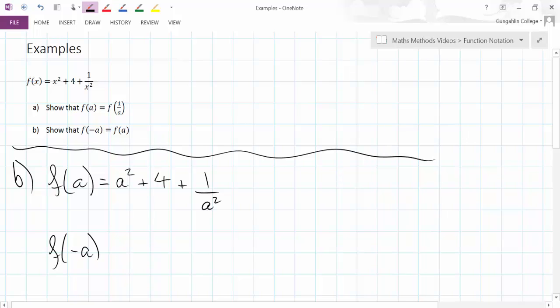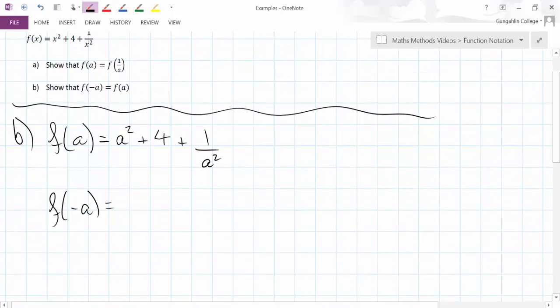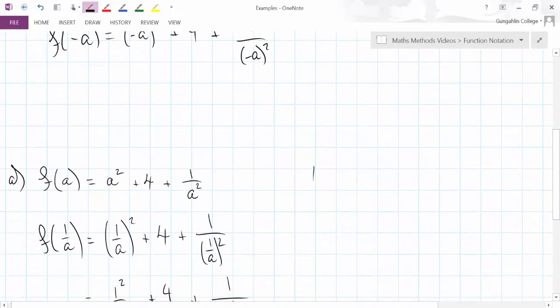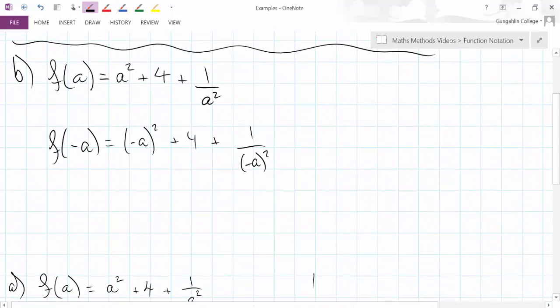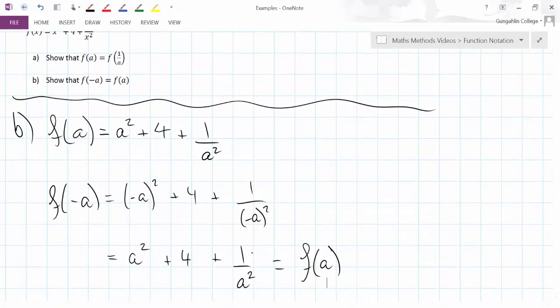Working out what f of minus a is, I get that this is minus a all squared plus 4 plus 1 on minus a all squared. When I square a negative, it becomes positive, so I get a squared plus 4 plus 1 on a squared, and that is the same as what I had before, and I have proven the result in this particular case.